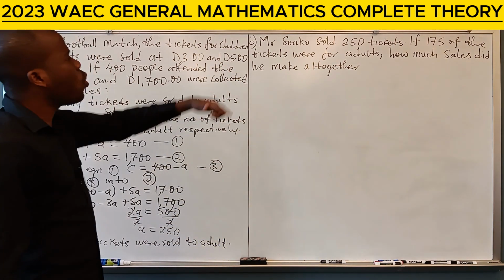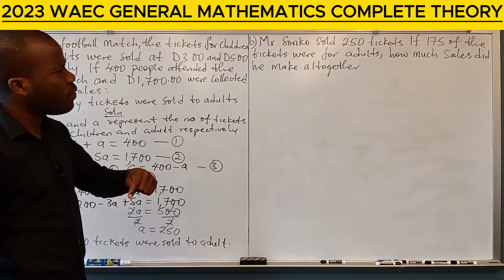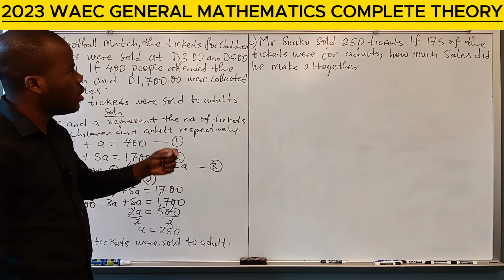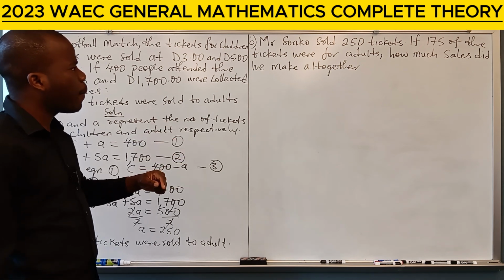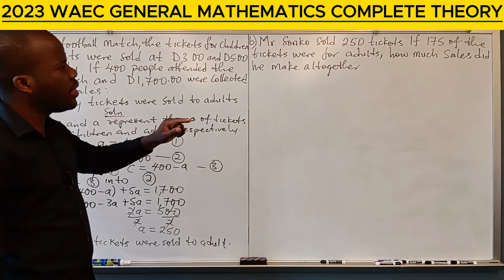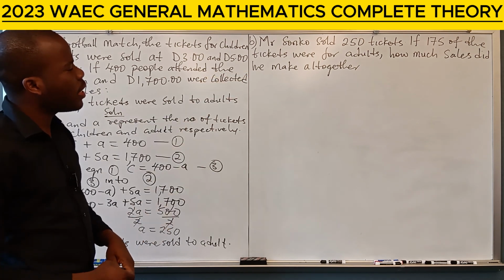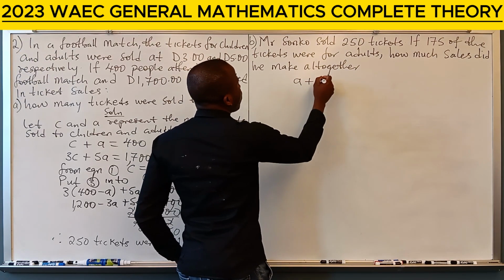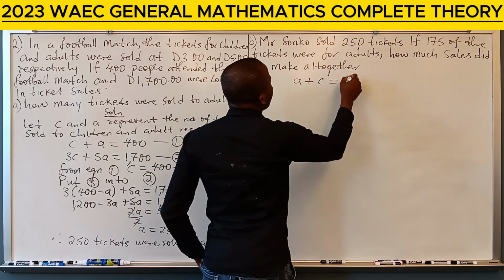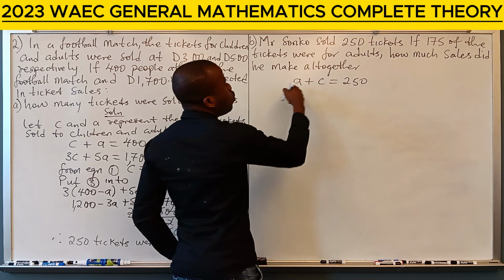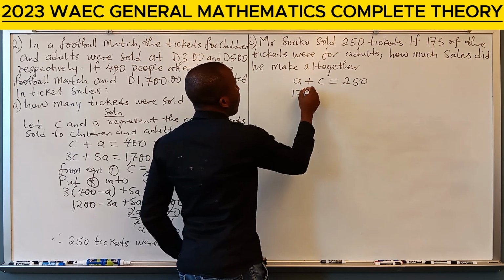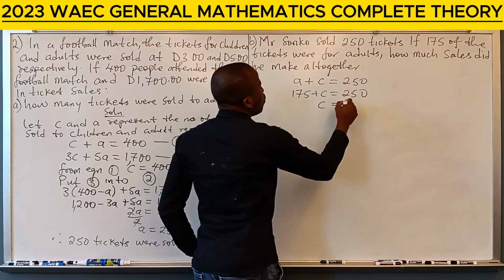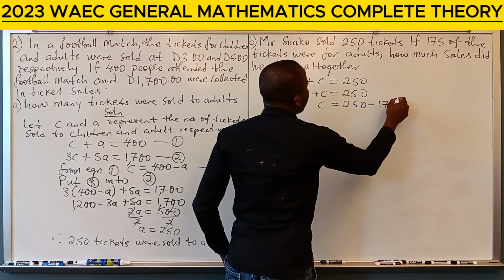2b says, Mr. Sonko sold 250 tickets. If 175 of the tickets were for adults, how much sales did he make altogether? So since he sold 250 tickets and 175 of the tickets were for adults, it means the number of tickets he sold to adults plus the number of tickets he sold to children must equal 250. Since the one for adults is 175, the number of tickets he sold to children will be 250 minus 175.